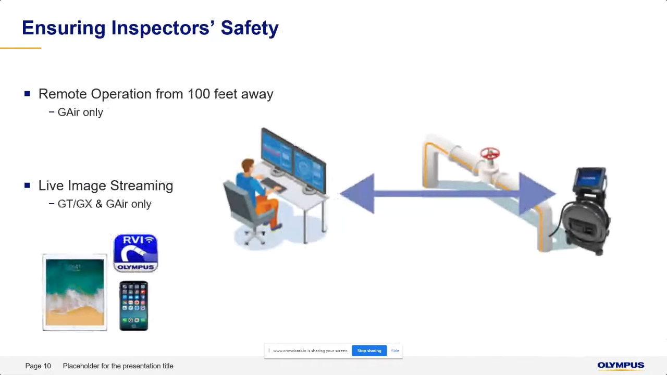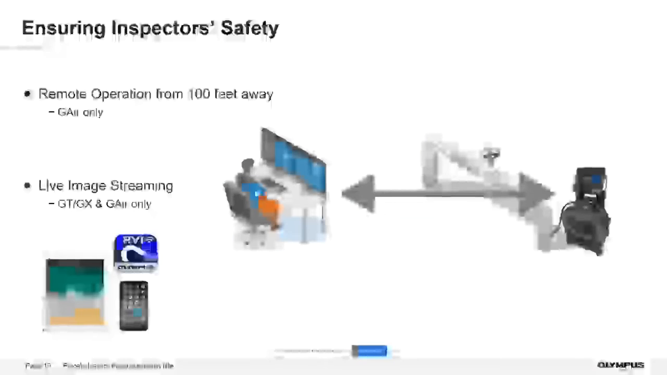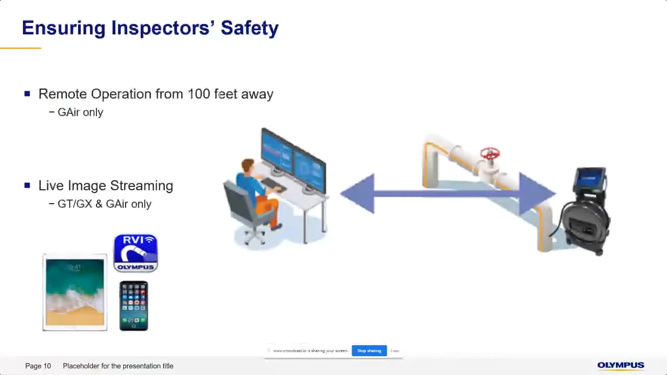So remote operation from 100 feet away. This is GR only. I mentioned the live image streaming, so let me talk about that quickly first. The GT, GX and GR has the option of adding a live image streaming capability, basically being able to see what you see from the scope on your mobile device up to 70 feet away.